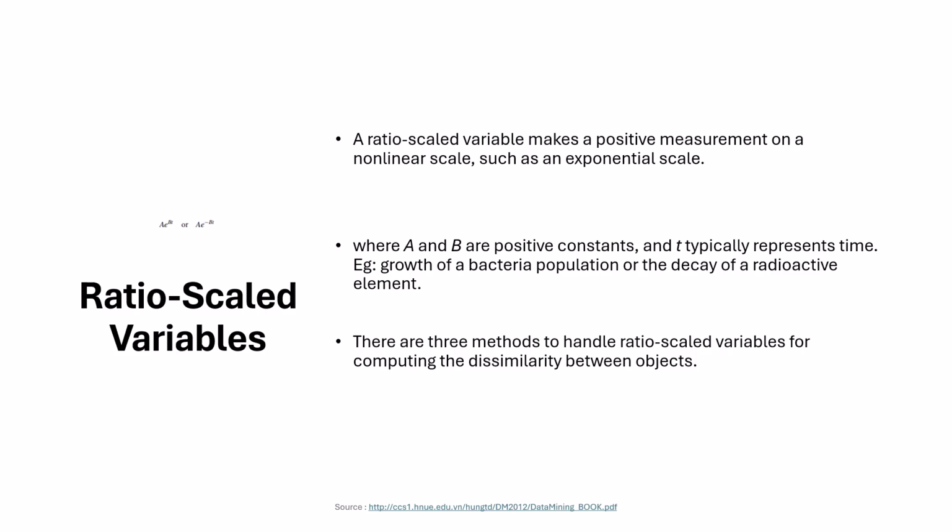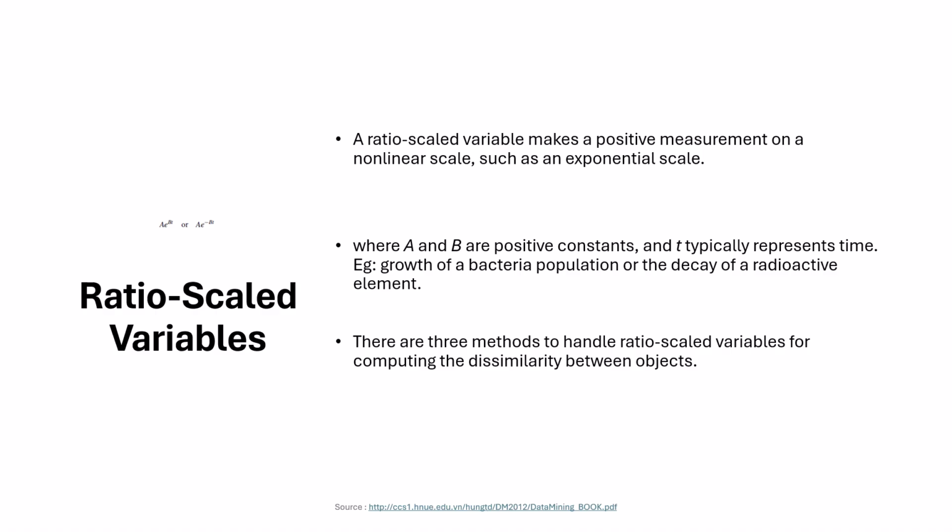Ratio scaled variable. A ratio scaled variable makes a positive measurement on a non-linear scale, such as an exponential scale, where A and B are positive constants and t typically represents time. Examples are the growth of a bacteria population or the decay of a radioactive element.